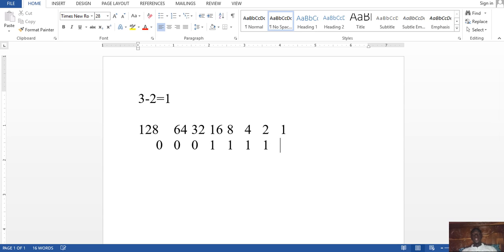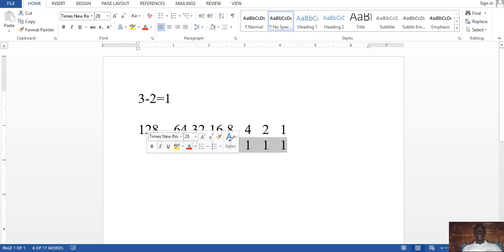Now the next value is 1. Can 1 be subtracted from 1? Yes. So that is your binary representation of 31, and this is how you can convert any other number. All that you need to do is make sure you subtract that number from this.